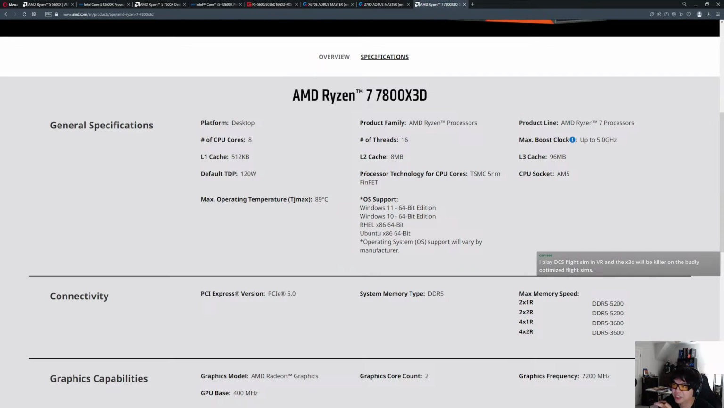You can play DCS Flight Sim VR with a 3D V-Cache. Yes. Yeah, like badly optimized flight sims. This is going to be amazing.